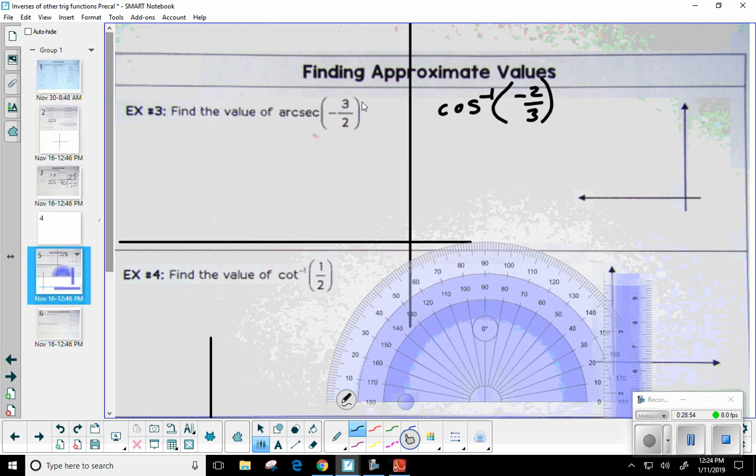Okay. So Kiana, let's see how you're doing. Cosine inverse has to be in 1 or 2. This one or this one. Which one do you think it's going to be in? Yes. All right. So it's in the left. So I'm going to go ahead and draw my terminal side right here.